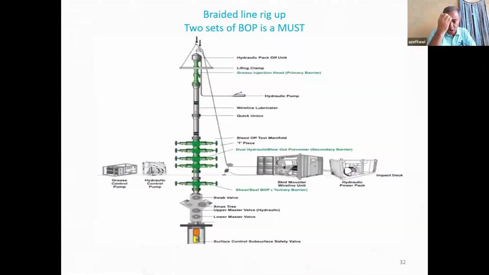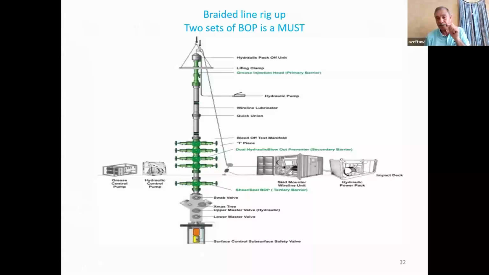And this is the typical rig up of the braided line or E-line. Our primary barrier on top is not a stuffing box. It is grease injection head. Our secondary barrier is not two identical single actuator BOP, but it is two dual braided BOP. You see this dual braided BOP. So the first ram here is normal. The second one is inverted. We have an identical one where this third one is normal. The fourth one is inverted.